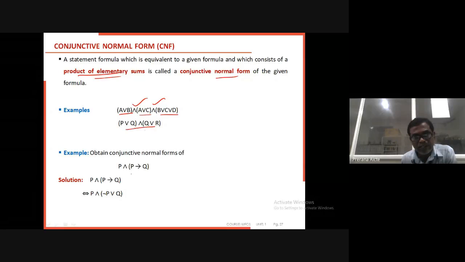Now see here the same one we considered previously, that is P and P implies Q. Now P and negation P or Q, since P implies Q I can write as negation P or Q. So this is one sum term, and this is another sum term. Now I can say that this is the required conjunctive normal form.